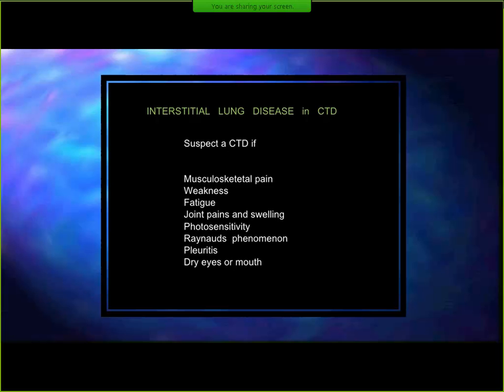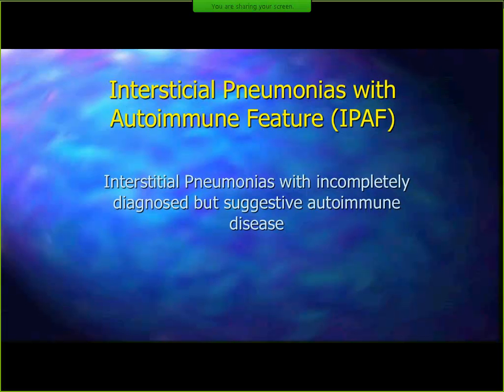And so when to suspect it, you have to do the review of systems. Muscular skeletal pain, weakness, fatigue, joint pains and swelling, photosensitivity, Raynaud's phenomenon, pleuritis, dry eyes, dry mouth. You ask about all those when you're doing your H&P or interviewing the patient. You could also have a family history.